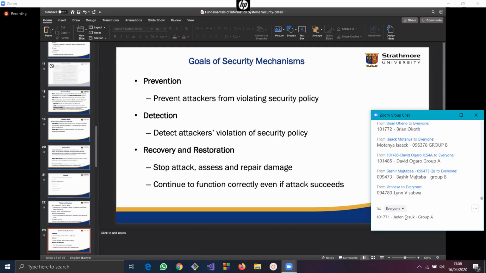I'm sorry, could you repeat the question? In the case where you have an organization that has bug bounties, more or less individuals trying to break into their system, what goal is being prioritized? Detection, prevention, recovery, and restoration.